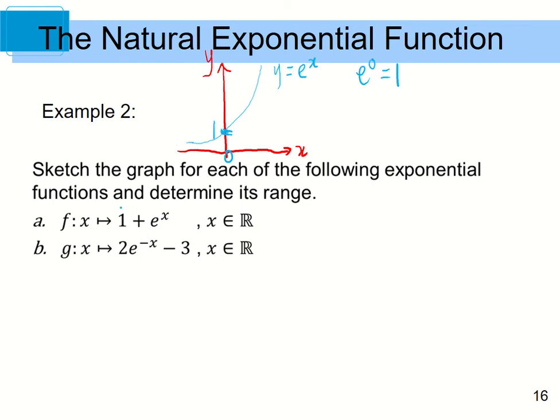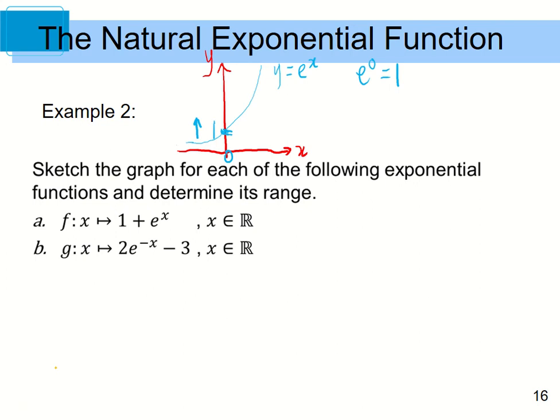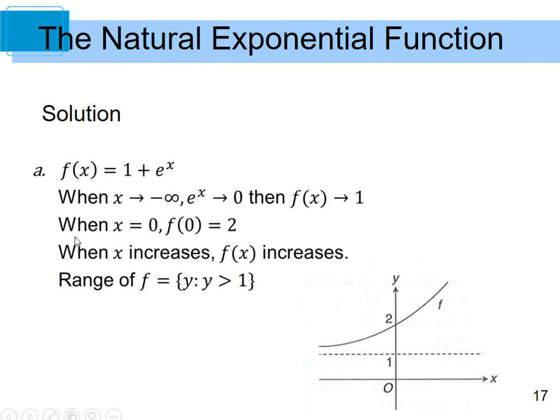Now, what happens if the function has plus 1? We know that we move the graph 1 unit up, right? So if we move the graph 1 unit up, then we will have the graph like this. What is the value here? 1 plus 1, 2. We moved 1 unit up because of this plus 1. So this is the graph of y equals 1 plus e to the power of x. Now we can see the solution, something like this.